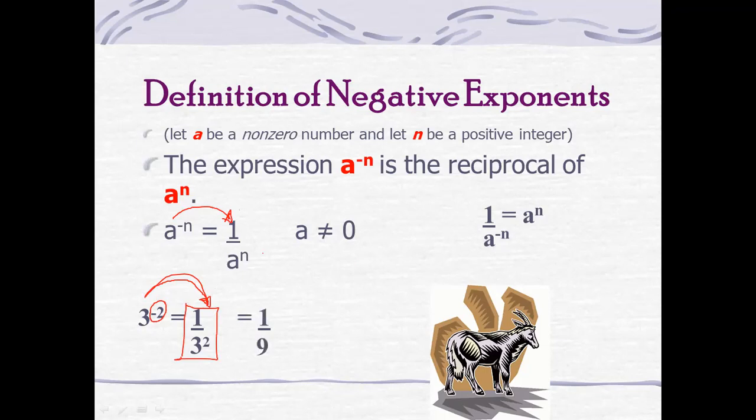So if we simplify that one further, 1 over 3 to the power of 2, the value there is 1 over 9. Okay, why 1 over 9? Because 3 multiplied by itself twice, 3 to the power of 2, is 9, so it is equivalent to 1 over 9.